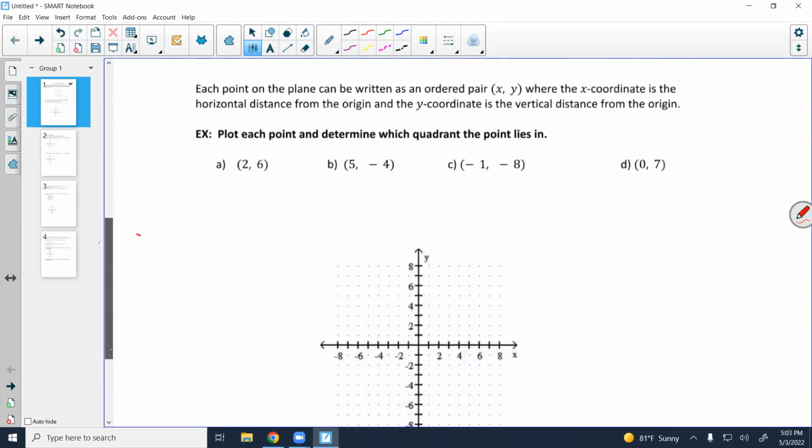Each point on the plane can be written as an ordered pair (x, y). And the x-coordinate is the horizontal distance from the origin, and the y-coordinate is the vertical distance from the origin. So let's plot these points here.